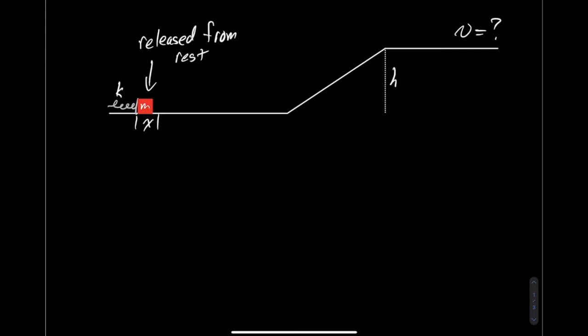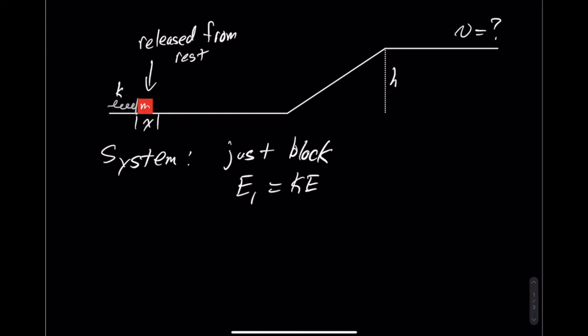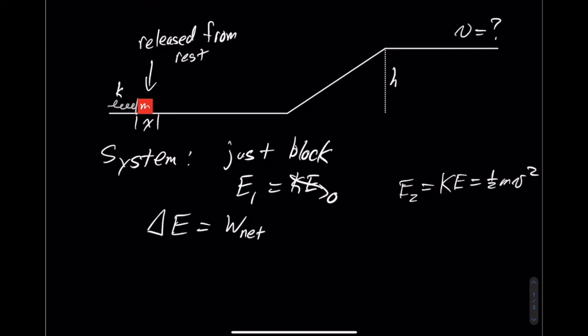So the first way that I'm going to do it is I'm going to define my system as just the block. Okay, so in that case, the only energy that the block can have on its own is just kinetic energy. Right, so E1 is going to be equal to the kinetic energy at the beginning, and because it's released from rest, that's 0. And then E2 is going to be the kinetic energy at the top, and that's 1/2 mv squared. Okay, so then our change in energy is equal to the net work that's done on the block, and that change in energy is going to be the change in kinetic energy.